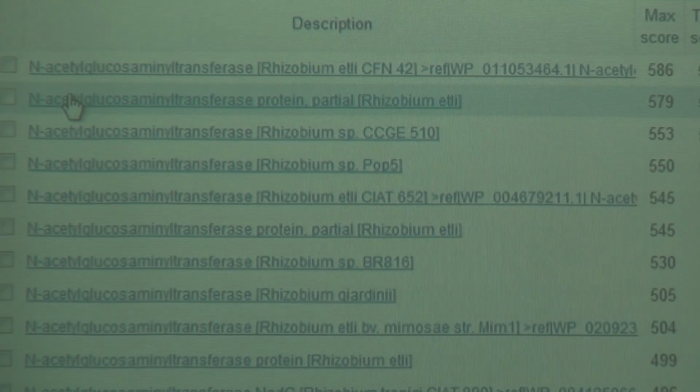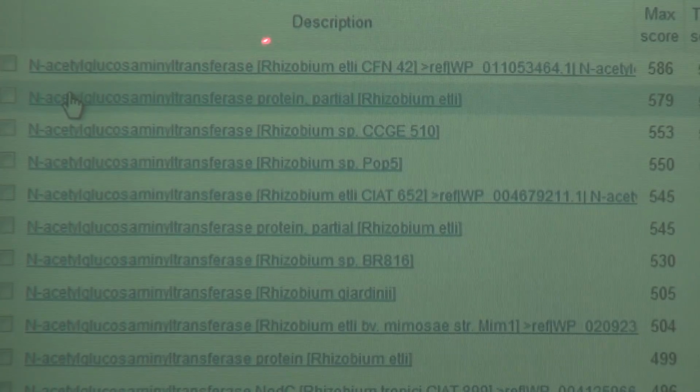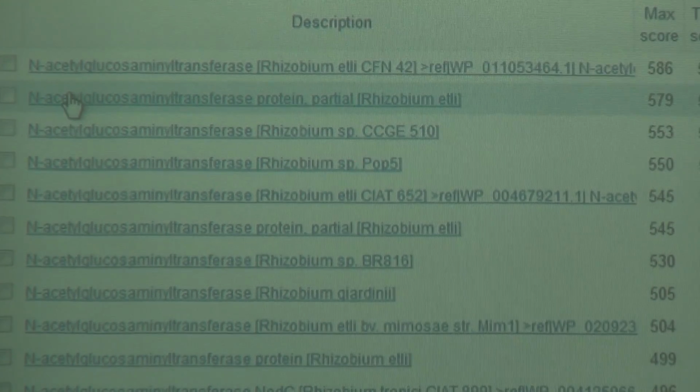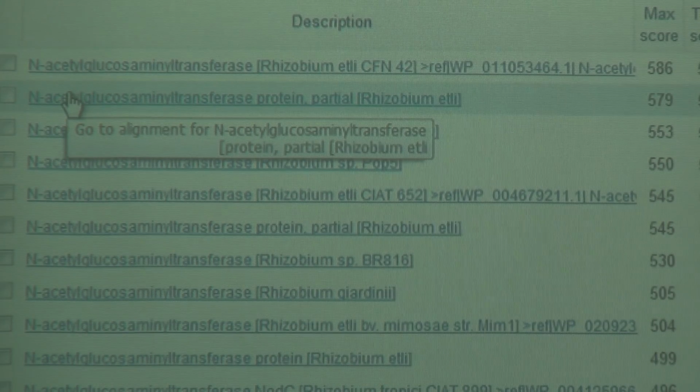Now, which species is it from? We see that all of the similar sequences come from Rhizobium etli. This one comes from Rhizobium etli. Rhizobium species, Rhizobium species, Rhizobium etli, Rhizobium etli, Rhizobium species, Rhizobium giardini, Rhizobium etli, Rhizobium etli.